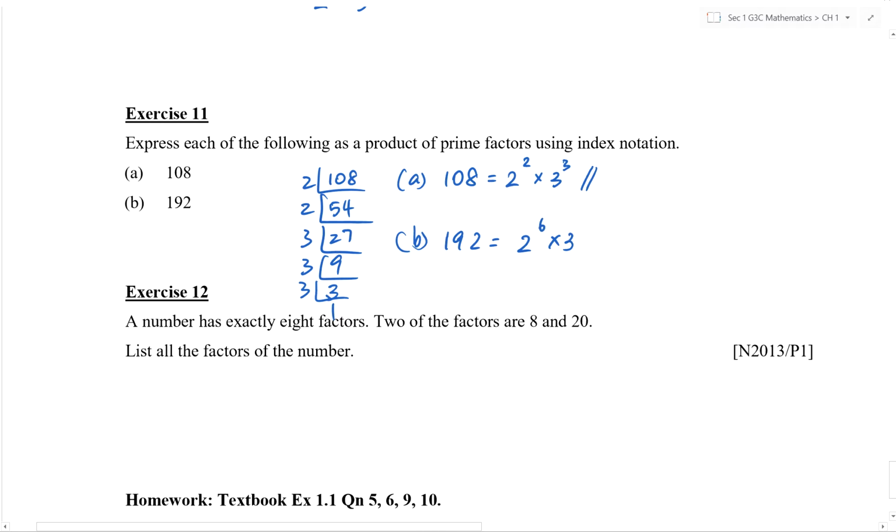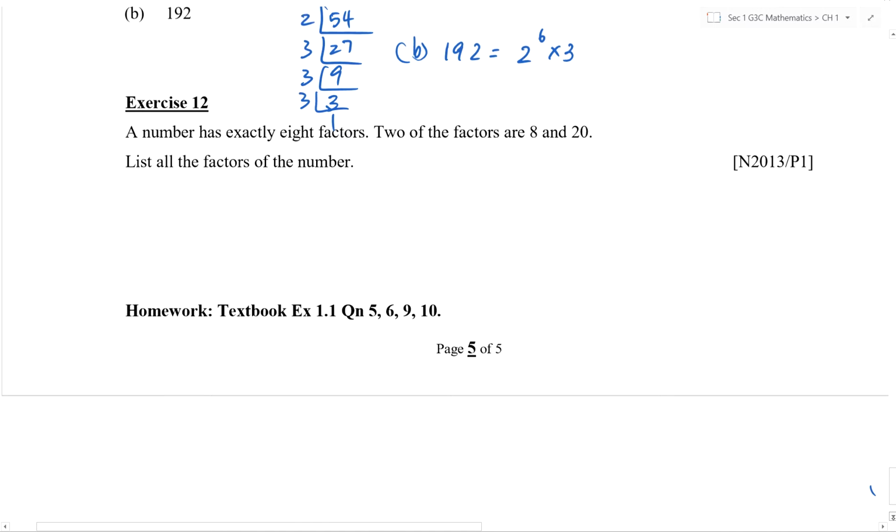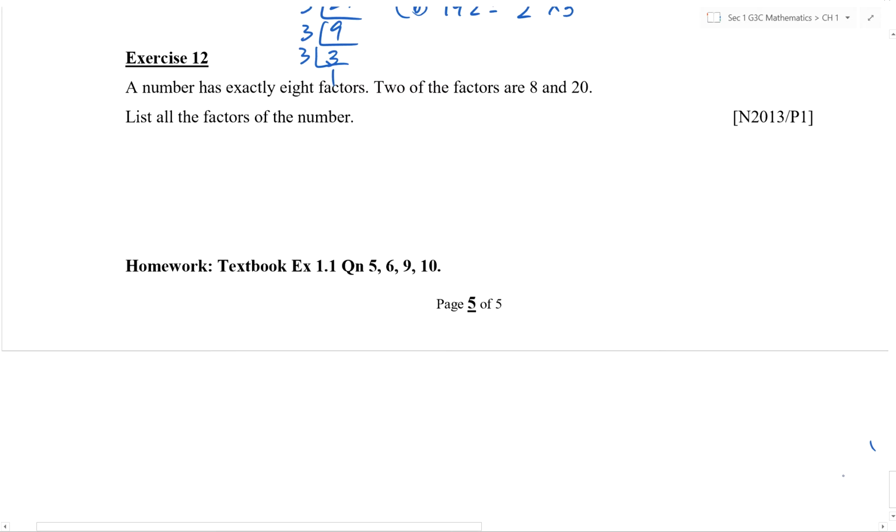The first step to solving a problem is always to understand. Only when you understand do you have a chance at solving it correctly. So a number has exactly 8 factors. 8 factors, nothing more, nothing less. Based on this sentence, what is the smallest factor of any number? Did I say prime factor? No, I didn't. So what is the smallest factor of any number?